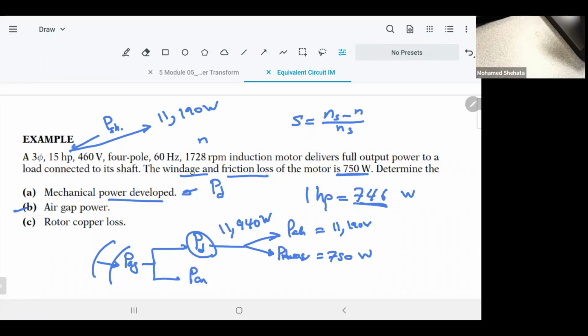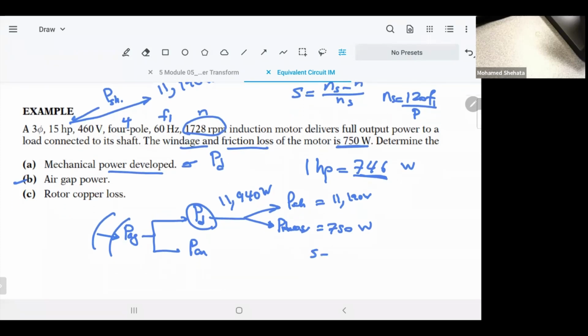Do you know how to calculate NS? All right, how do you calculate NS? 120 times F divided by P. Yes, NS is equal to 120 times the frequency of the supply divided by the number of poles. The frequency of supply is 60 Hertz, that's F1. Number of poles is 4. You get NS. How do you find N? It's given, the revolution in RPM. Yes, here you go. That's your N. Everything is given. Then if you do that, you can find that S in this case is equal to 0.04.